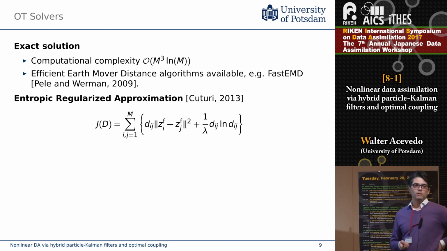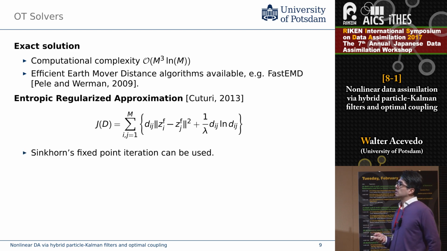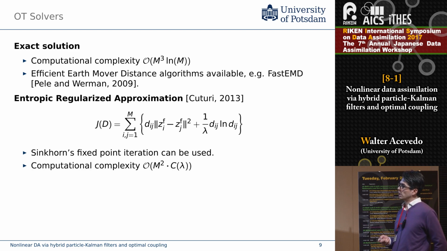Because of that, several authors have attempted to find approximations with lower computational complexity, as is the case of Cuturi, who proposed to regularize the cost function by adding this additional term that has the shape of an entropy. And by doing that, it's possible to use an iterative algorithm that delivers the solution and has a computational complexity n to the 2 times a constant that depends on alpha. It's important to notice that this constant grows with alpha. So for very high alphas, which is kind of near to the exact solution, this gets very high.